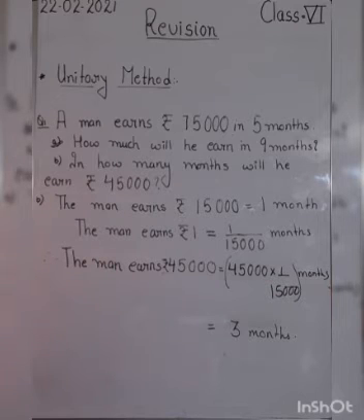Okay, so in the unitary method, you will first find the value of 1 and then you will find the value of the required quantity. Clear? This is very important. Again, I am telling you.